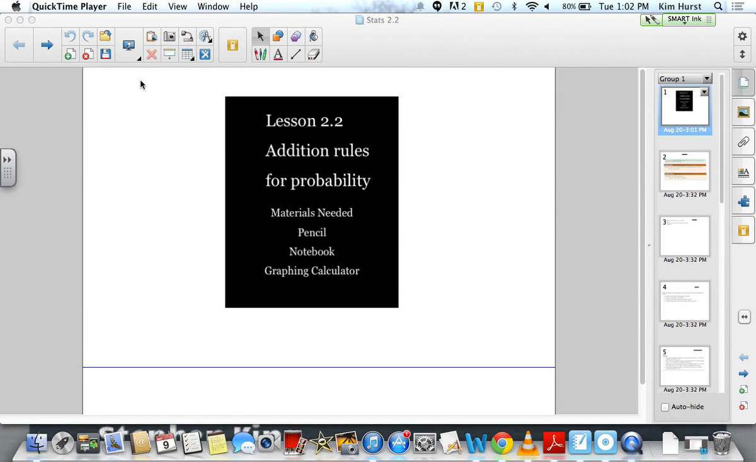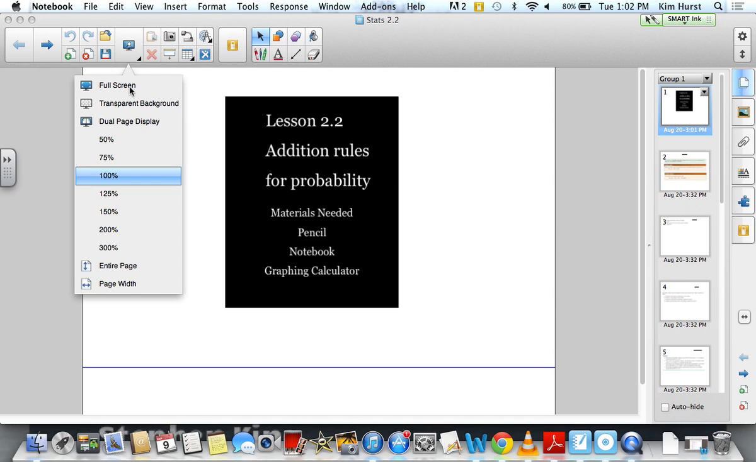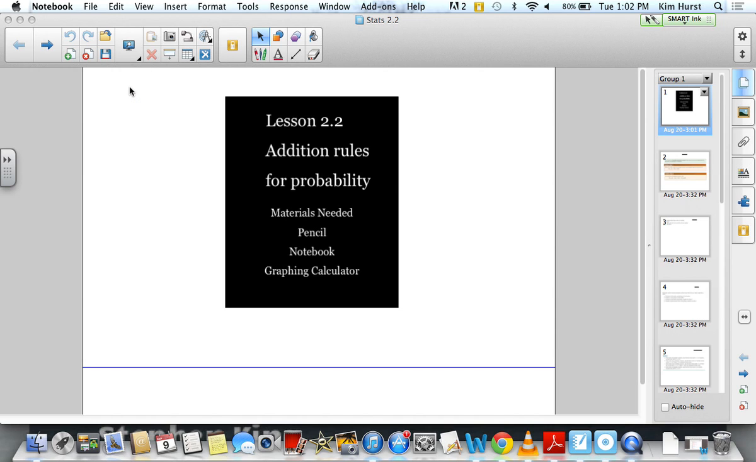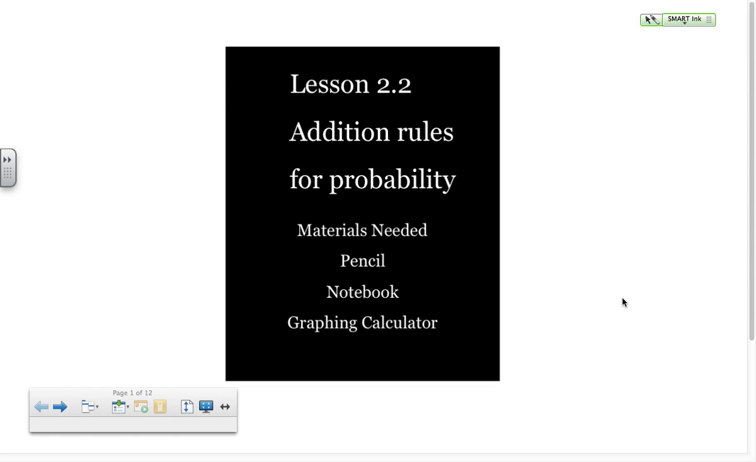We're going to be doing addition rules for probability. There are actually 2 or 3. I can't remember off the top of my head. I think there's only 2 for addition, 3 for multiplication. So, addition rules for probability.